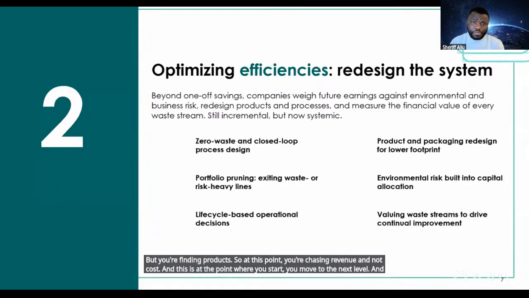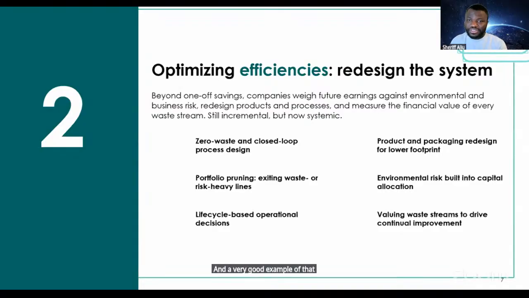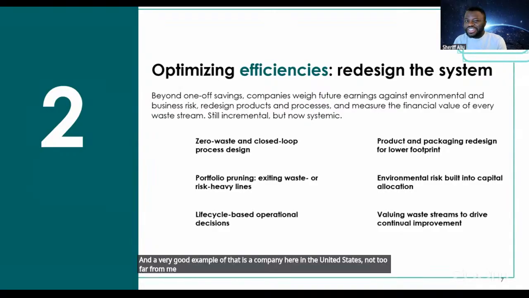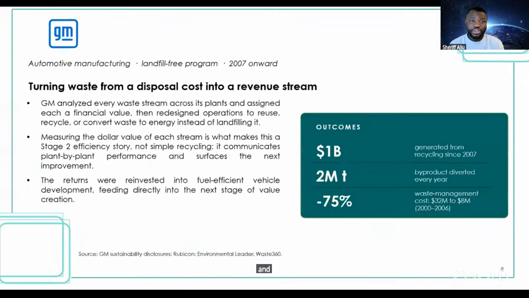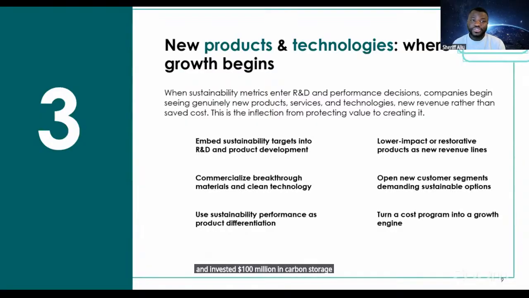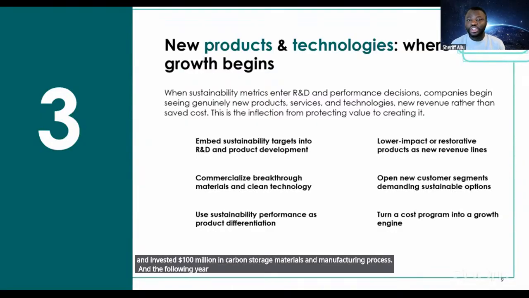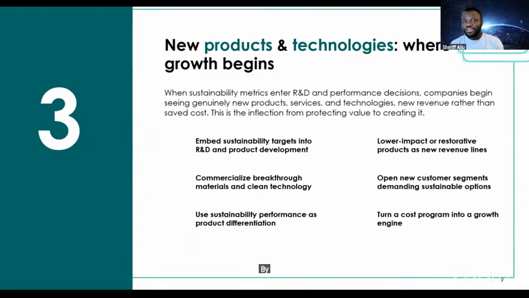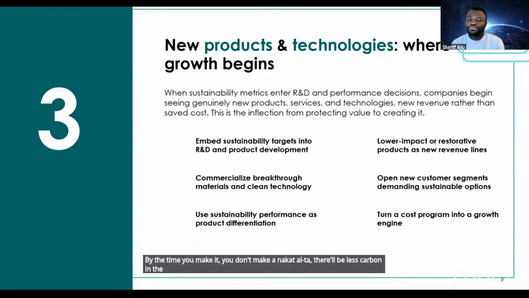And finally, a very good example of that is a company here in the United States, not too far from me, Interface. It's a carpet tile company. They spent about 2 decades on those first two stages of saving costs and working on efficiency. After spending almost 20 years on that, in 2019, they came out and invested $100 million in carbon storage materials and manufacturing processes. And the following year, they launched the world's first carbon negative carpet tile. So basically, by the time you're done making that carpet tile, there will be less carbon in the environment than before you actually made it.